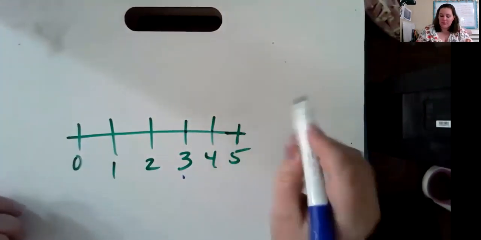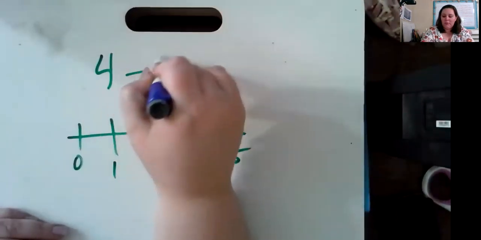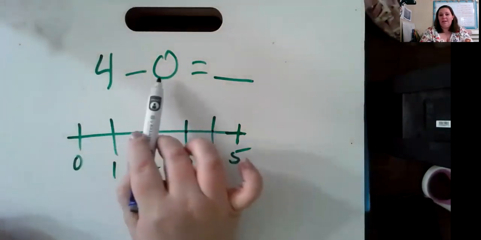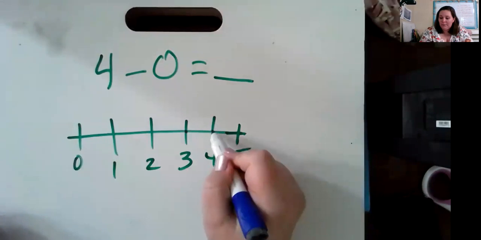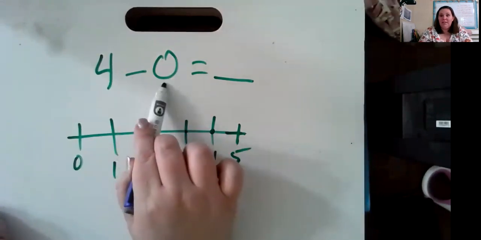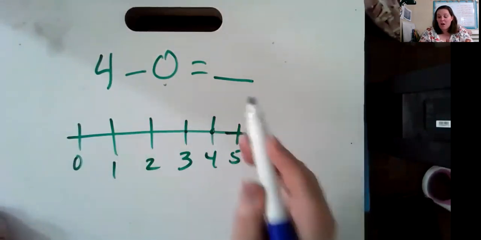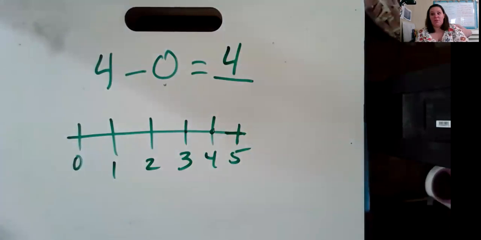All right, so let's try one more. 4 minus 0. What number are we starting with? 4. Okay, and we're jumping back how many? 0. So what number do we land on? 4. We're not moving. I tried to trick you and it didn't work, did it? Nope. Good. That's because you're so smart.